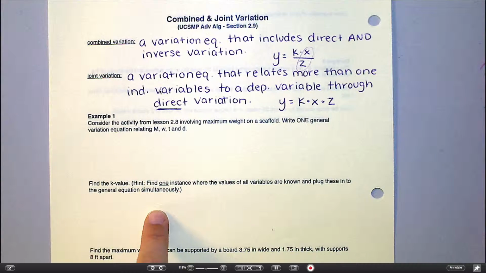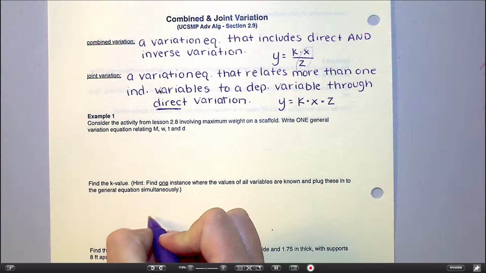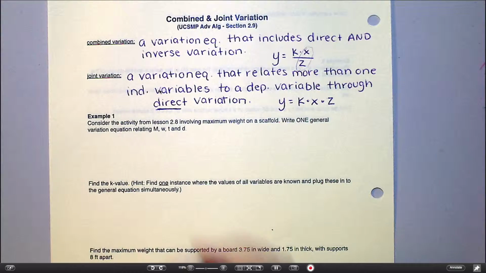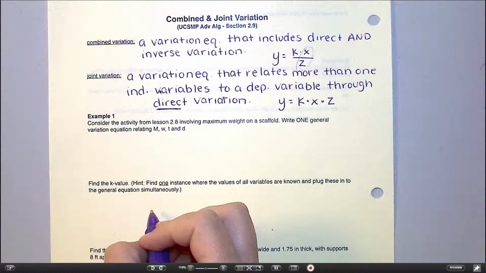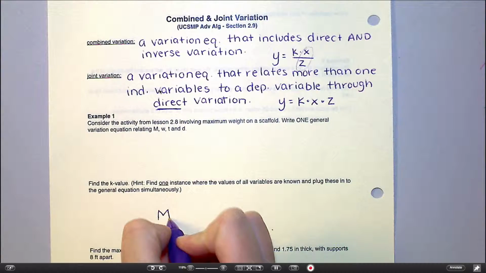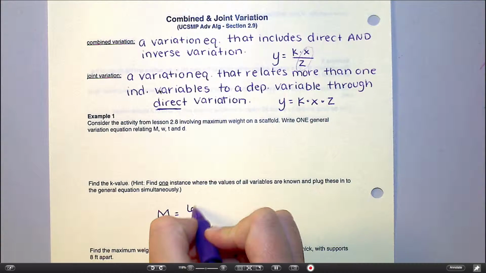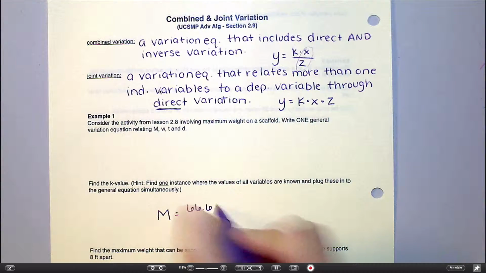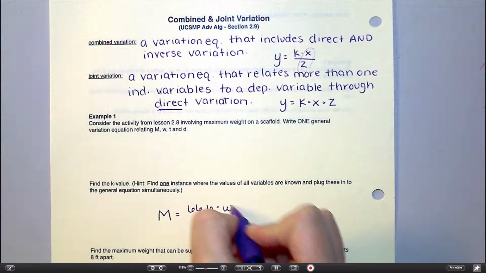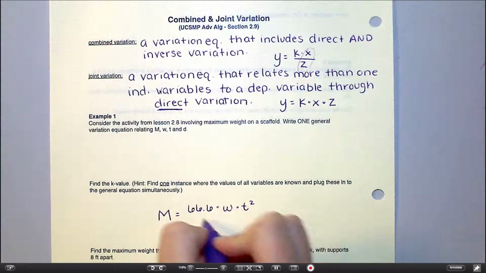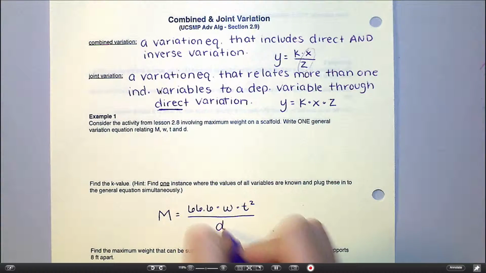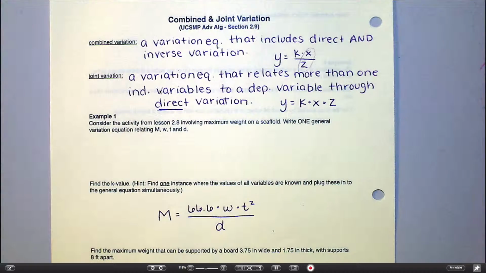What did we find as our k value in this problem yesterday? Was it like 66 point something? Okay. So we did this activity yesterday, so you should have this filled in, but I'm trying to remember my variables. The maximum weight was equal to 66.6 times W times T squared divided by D. Was that correct? Okay. So remember yesterday we came up with general variation relationships for these three variables.